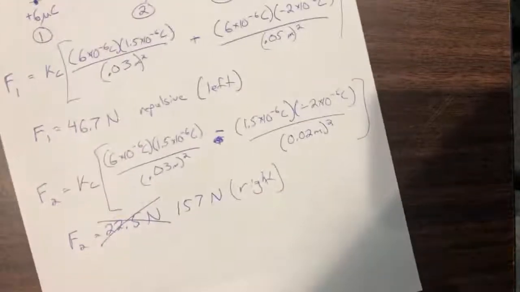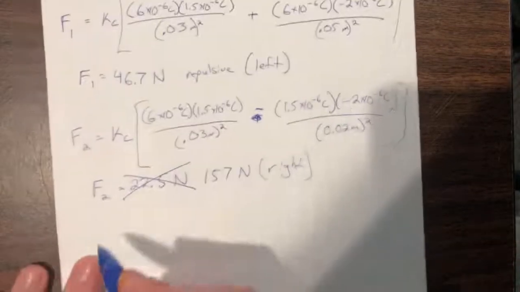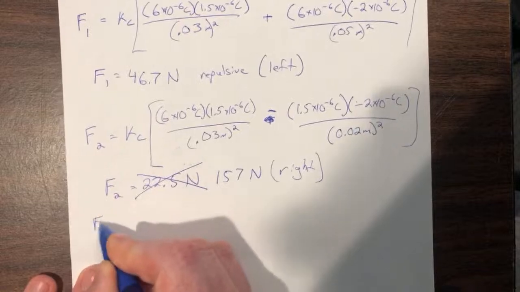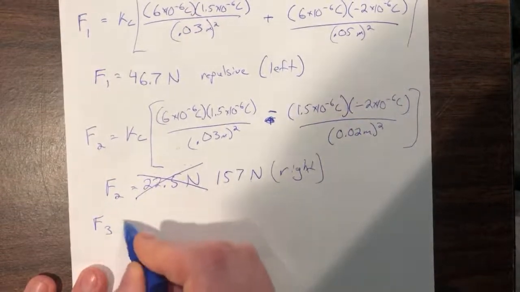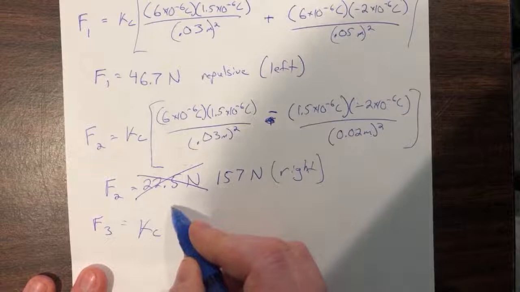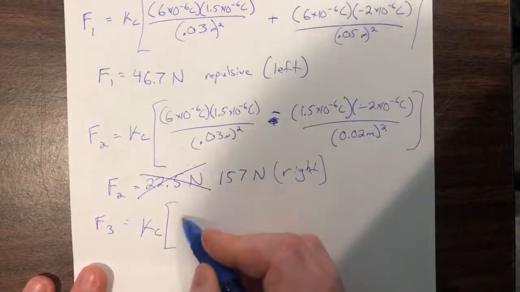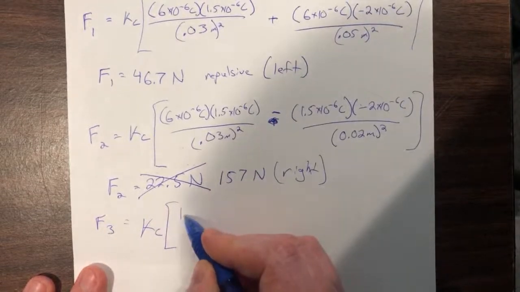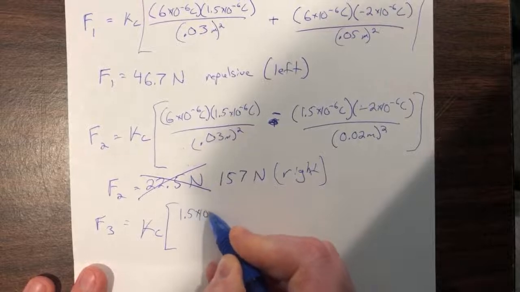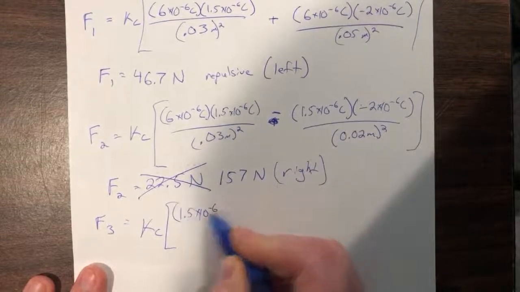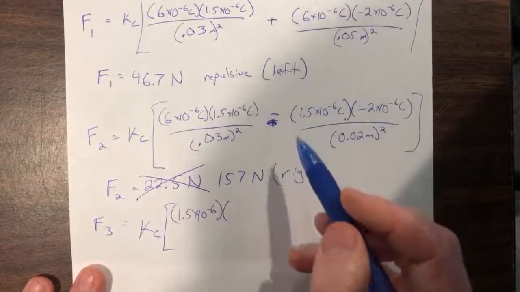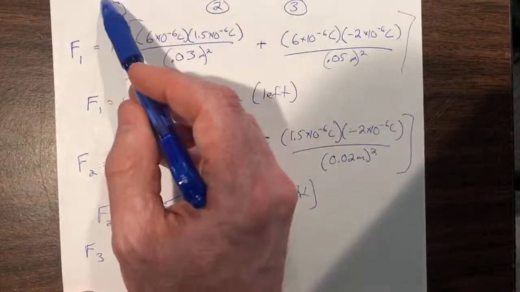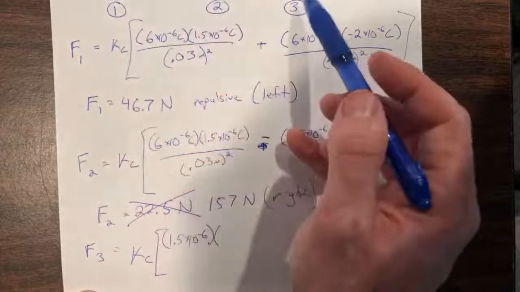All right, so moving on to the last part, the last one, F3. Same thing. So we have Kc, and that's going to be your 1.5 times 10 to the minus 6 multiplied by, let's do this one first. Sorry.